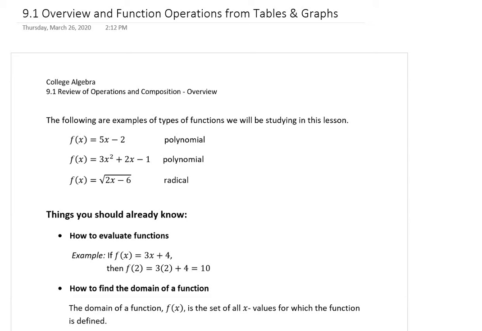Okay, this video is going to be an overview of 9.1, and also we're going to be looking at function operations from tables and graphs.